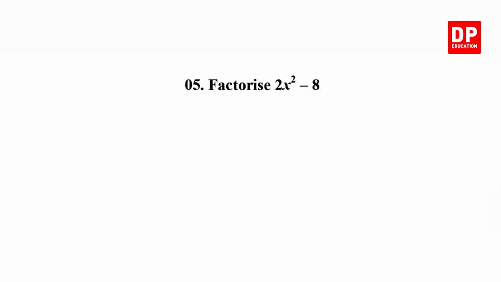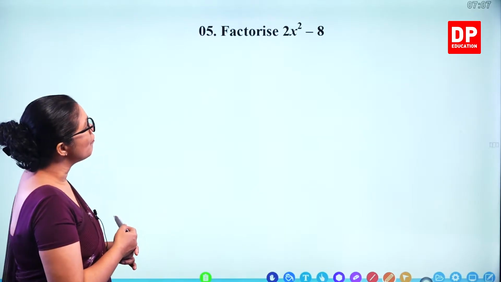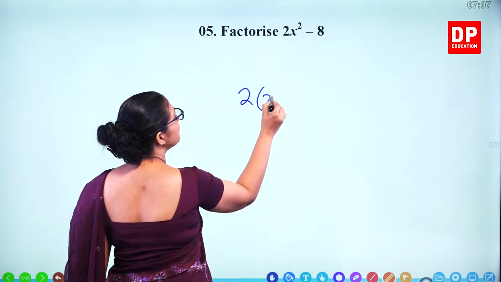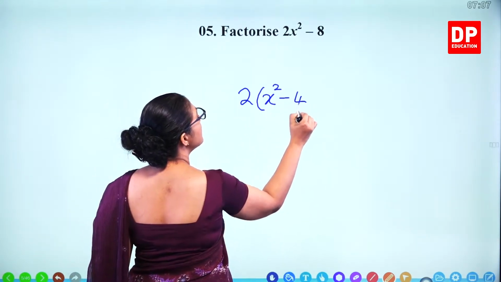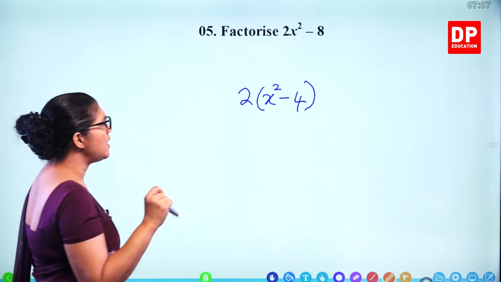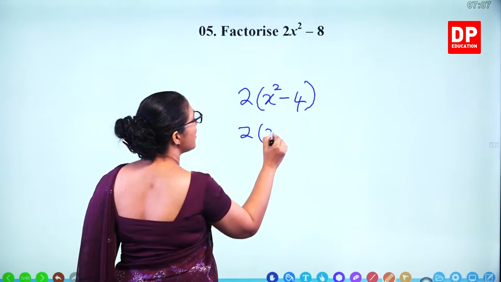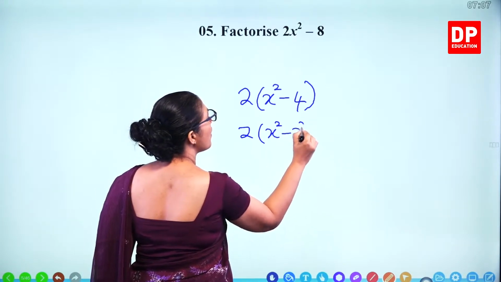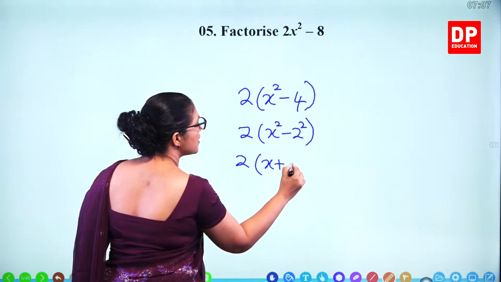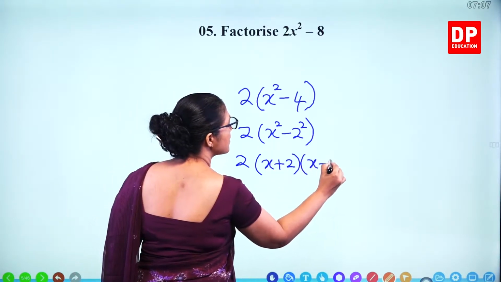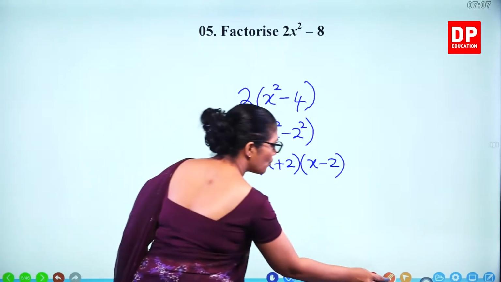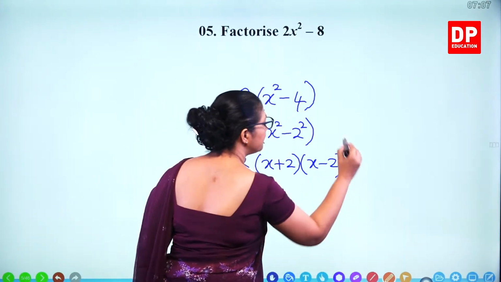Question number 5, factorize. What are the common ones? 2, you can take it out. Then you get x squared minus 4. What is that? The difference between two squared terms. You can write x squared minus 2 squared. So what are the factors? One factor is positive, one factor is negative. So x plus 2 and x minus 2. So 2 marks for that.